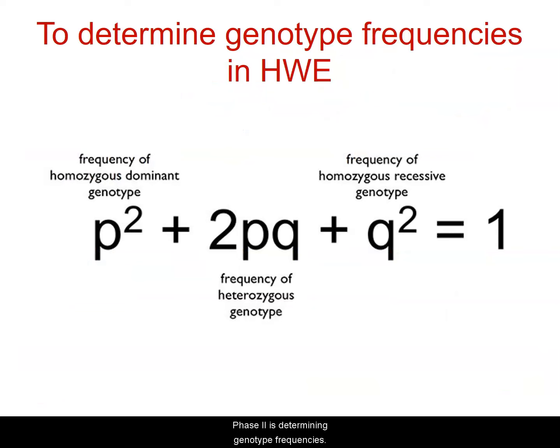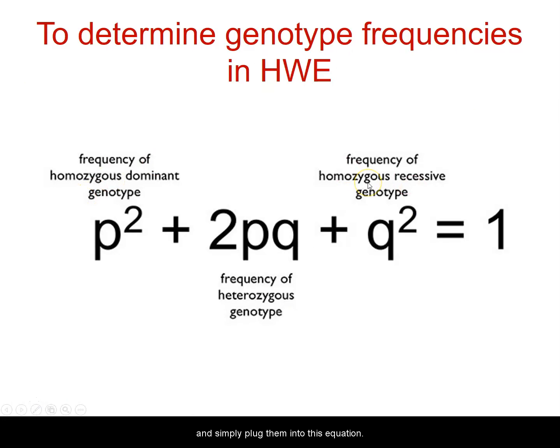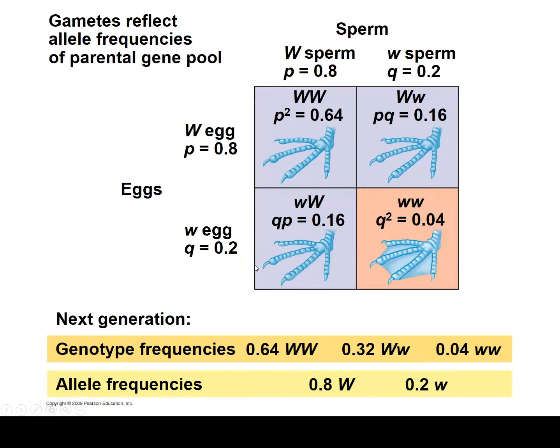Phase 2 is determining genotype frequencies. Remember, a genotype is two letters, and this is where our terms homozygous dominant, homozygous recessive, and heterozygous come in. If I ask you to determine the genotype frequency, you take your allele frequencies from the last slide, 0.8 and 0.2, and simply plug them into this equation. 0.8 squared gives you your homozygous dominant. 0.2 squared gives you your homozygous recessive genotype. And then 2 times 0.8 times 0.2 gives you this middle number, which is all worked out here for you.